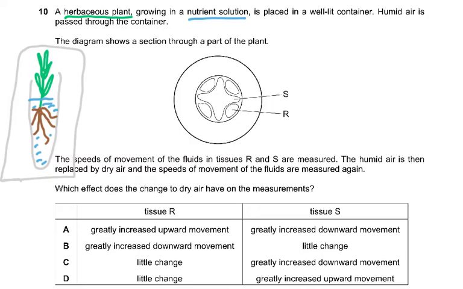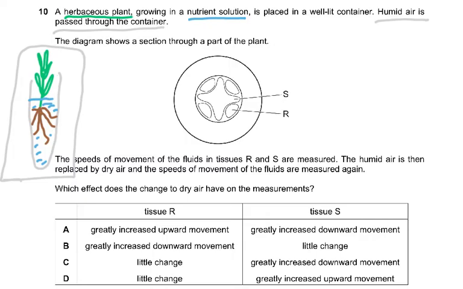Now this diagram of course was not given in the paper, but I've just made it to explain this to you all. A herbaceous plant growing in a nutrient solution. So the blue is the nutrient solution, placed in a well-lit container, and humid air is passed through the container. Humid air means the air outside has a lot of water vapor, so water vapor will not diffuse out. So there will be, frankly speaking, no transpiration, because the outside air is so humid, and inside, of course, the water vapor is also, say, 100, and outside is also 100. So why would there be diffusion of water vapor? Please understand, water vapor.